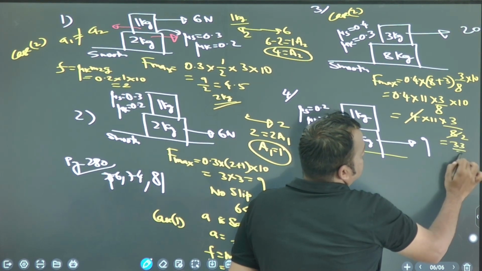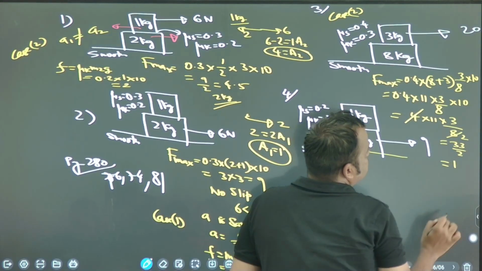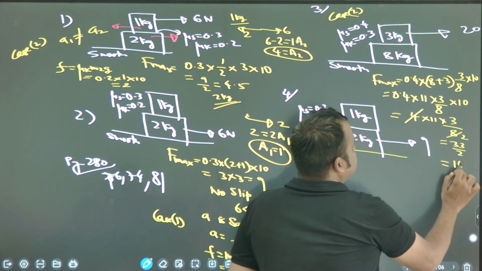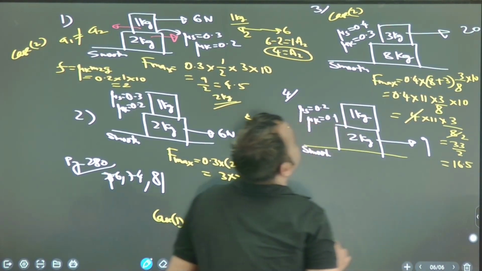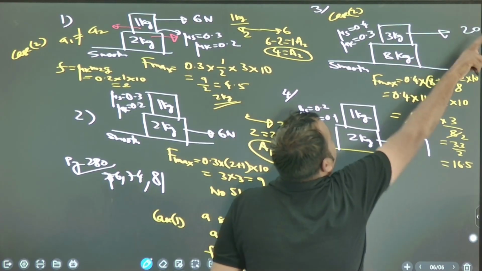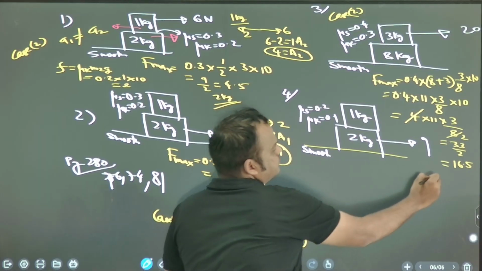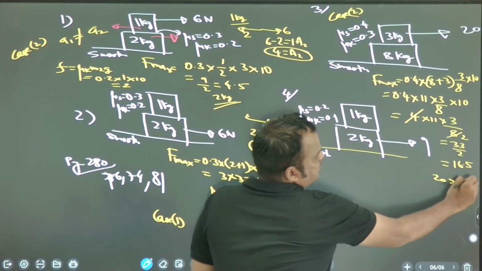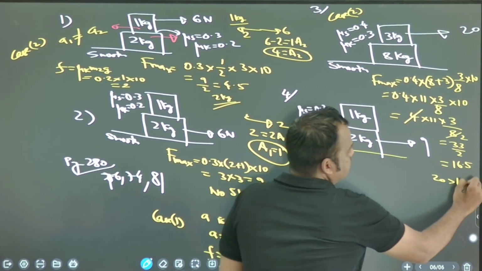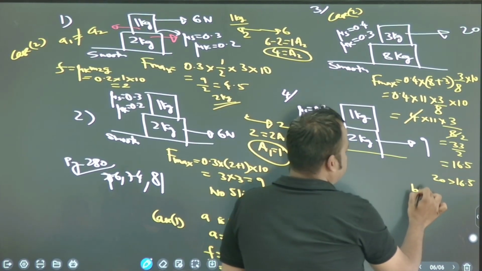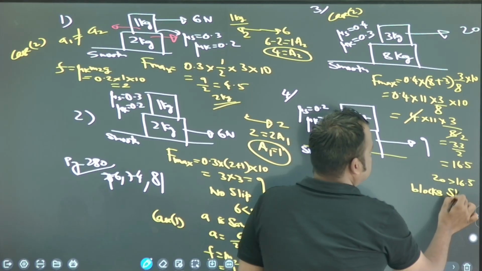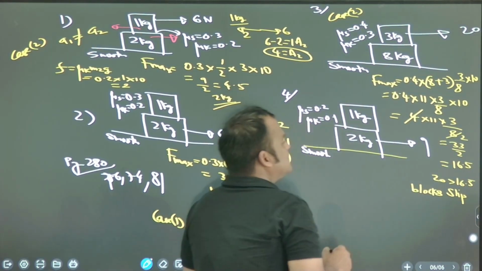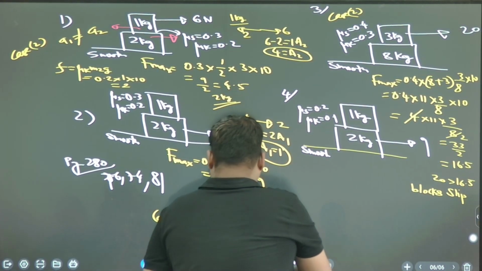(33 by 2), 16.5. And you are exerting 20, so slip. So 20 is greater than 16.5, so blocks slip. Blocks slip. So acceleration different.